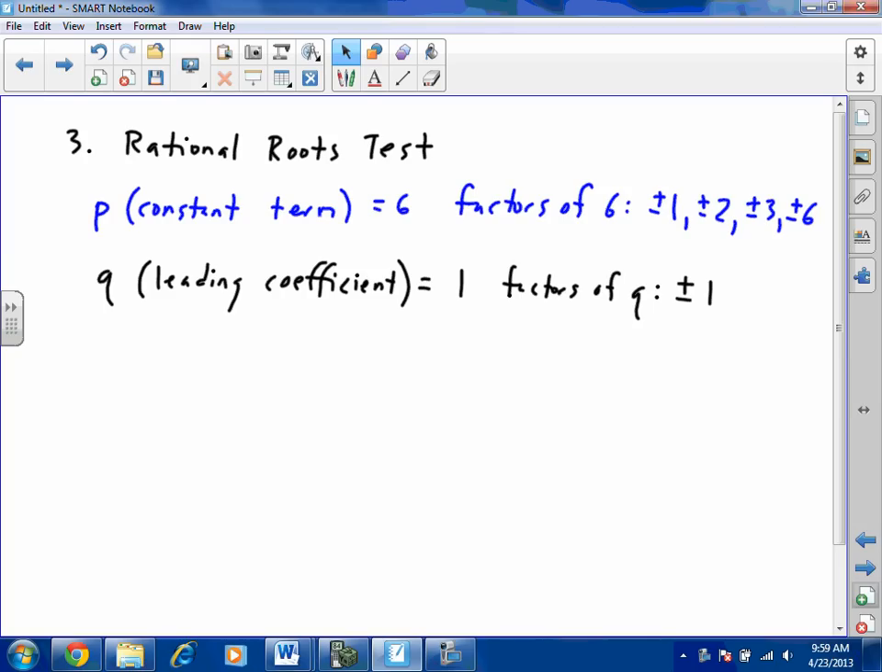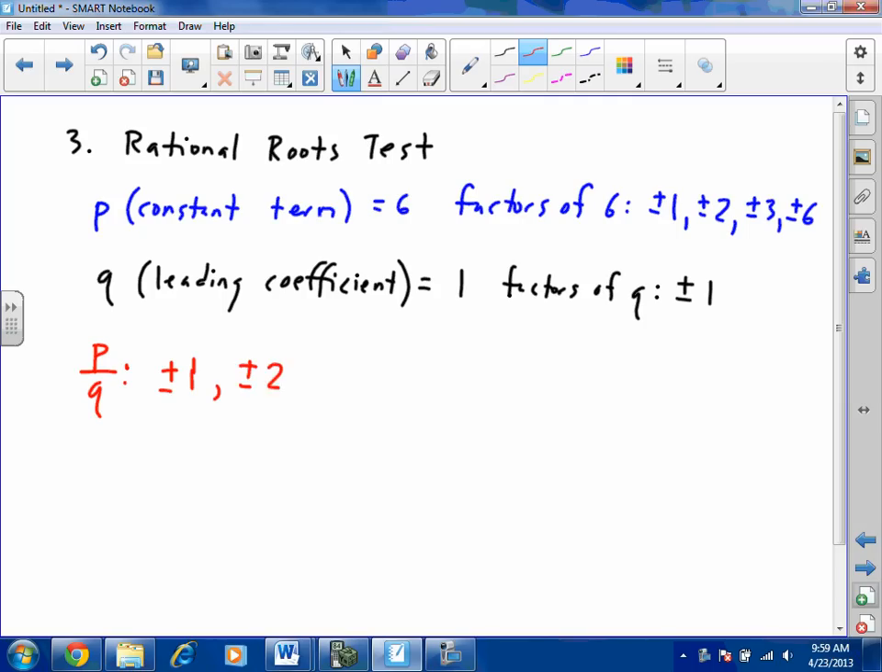Now we're going to make a list of fractions using these, P over Q. And this is very easy because Q is 1, so we just end up with plus or minus 1 over 1. We get plus or minus 2 over 1, which is plus or minus 2, plus or minus 3, and plus or minus 6. So because Q is 1, this is a very short and easy list. We don't have to worry about a lot of different fractions. If Q was a different number, if Q was, for example, 2, and we had different factors, we need 1/2, 3/2, and so forth. Okay, we'd have to do it over both denominators. We'd have a list of 8 rather than just 4.